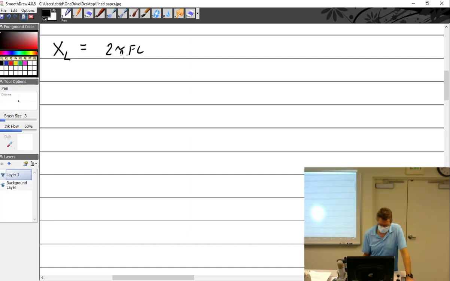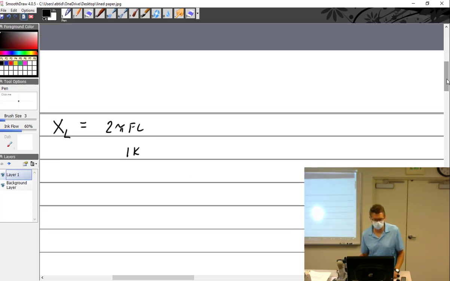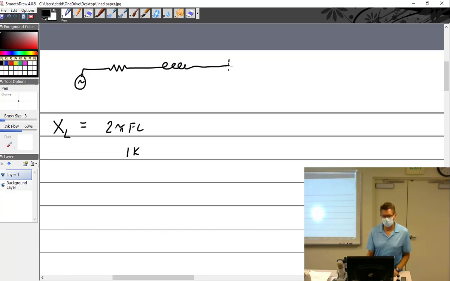Okay, so 2 pi FL. I've got to make sure I keep up. So 2 times pi. What is my frequency here, Kenneth? 1,000, 1K. And my L is? We're doing number 6 on here. I'm sorry, you know what? So that everybody's on the same page, let's do it like this. We've got the resistance, we've got the coil, we've got the capacitor.